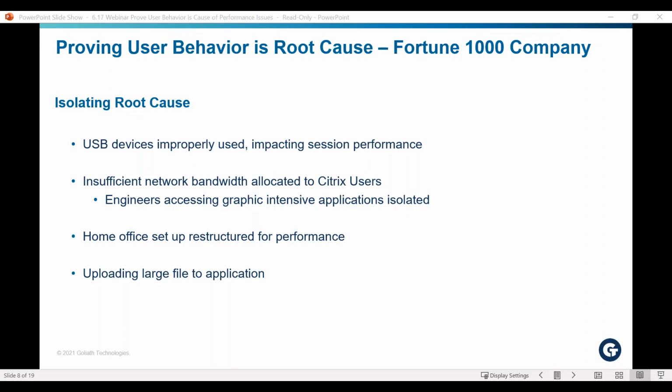And also go into a home office restructuring conversation they had to have. And then another one around uploading large files to the application. So Avi, do you want to go through those with everyone?